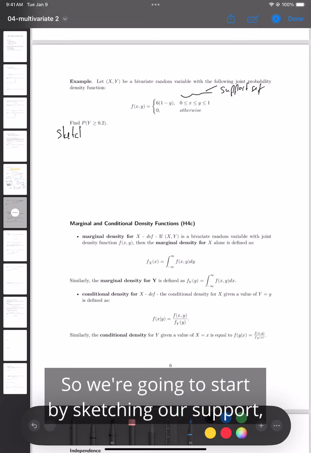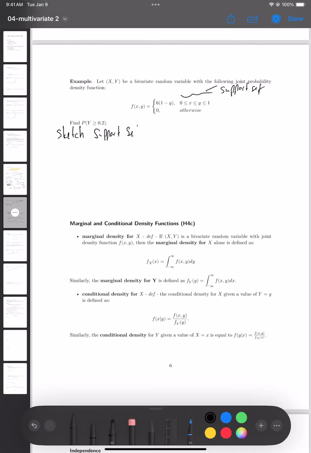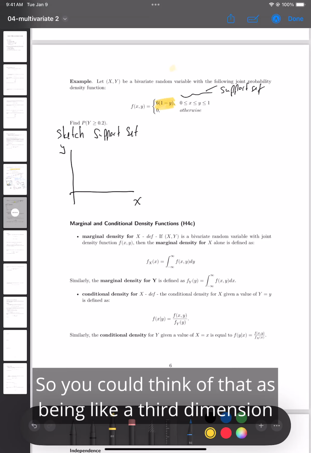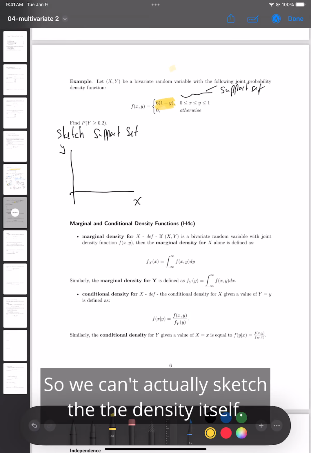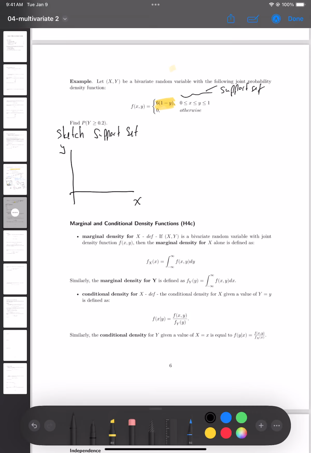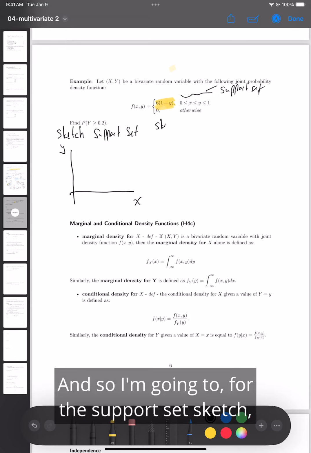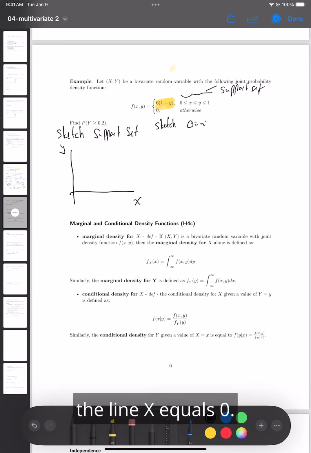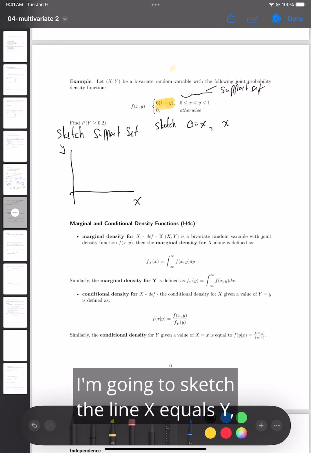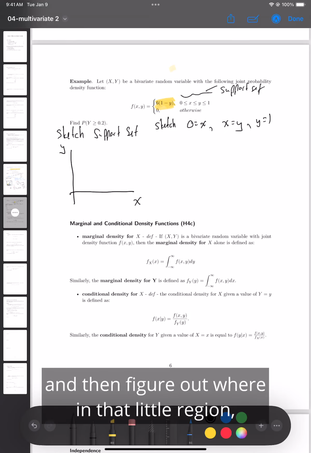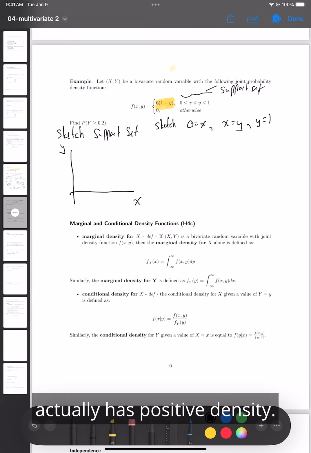So we're going to start by sketching our support. And remember, the support does not show the actual density. So you could think of that as being like a third dimension coming out of the page, but it's too hard to sketch, so we can't actually sketch the density itself. I'm going to use the strategy that I did on the previous page, and so I'm going to, for this support set, sketch the line x equals 0. I'm going to sketch the line x equals y, and I'm going to sketch the line y equals 1, and then figure out where in that little region actually has positive density.